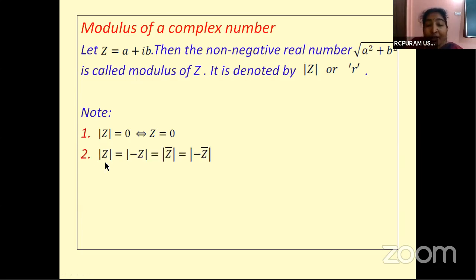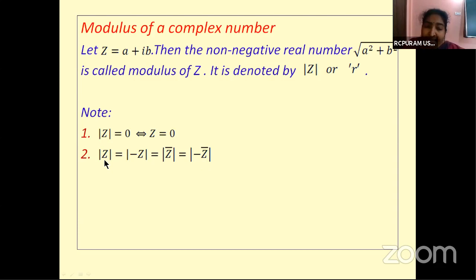Then modulus of a given complex number is always equal to the modulus of its additive inverse. Additive inverse we have seen in the first session. A minus multiplied with a given complex number is the additive inverse. So modulus of a complex number is always equal to modulus of the additive inverse of the complex number. It is again equal to the modulus of the conjugate of the complex number. It is again equal to the modulus of the conjugate of the additive inverse of the complex number.